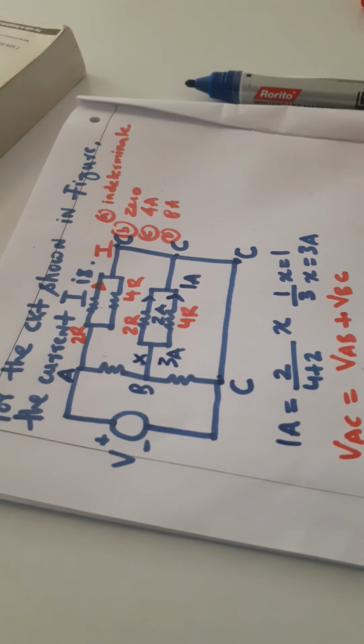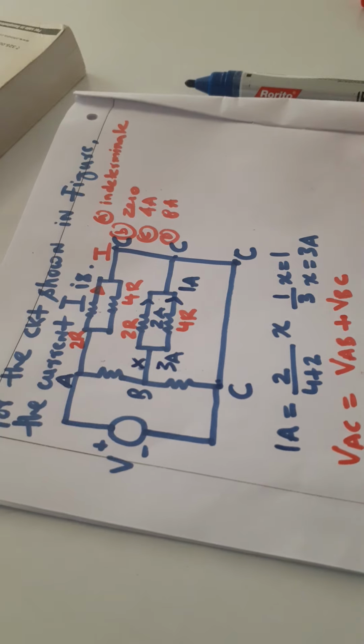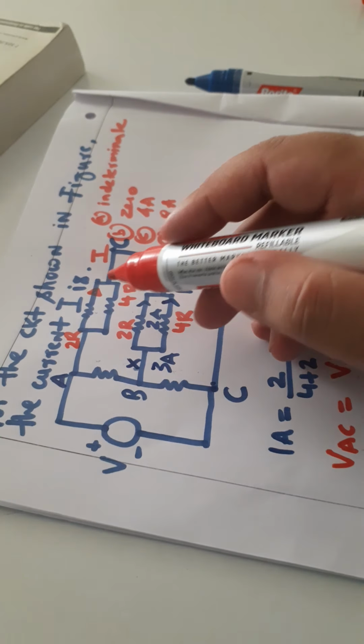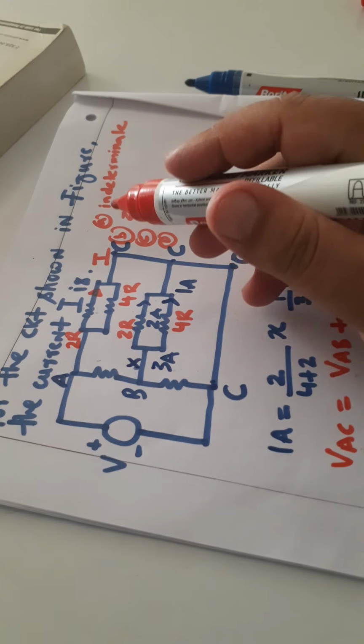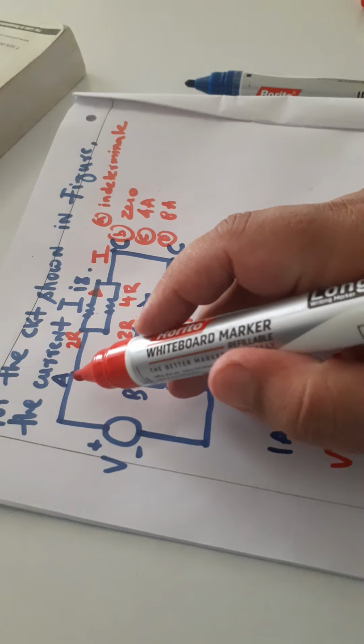This is a very good question presented in front of you. For the circuit shown in the figure, the current I is. So this is the current I over here, and this is the circuit we are having. First of all, we need to label the circuit. If there is no labeling in the circuit, we need to label the circuit.